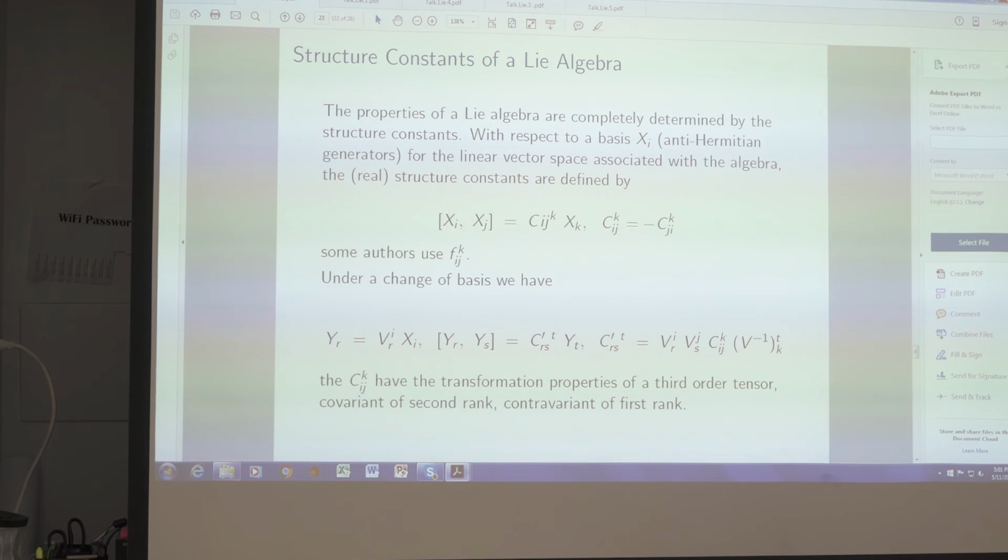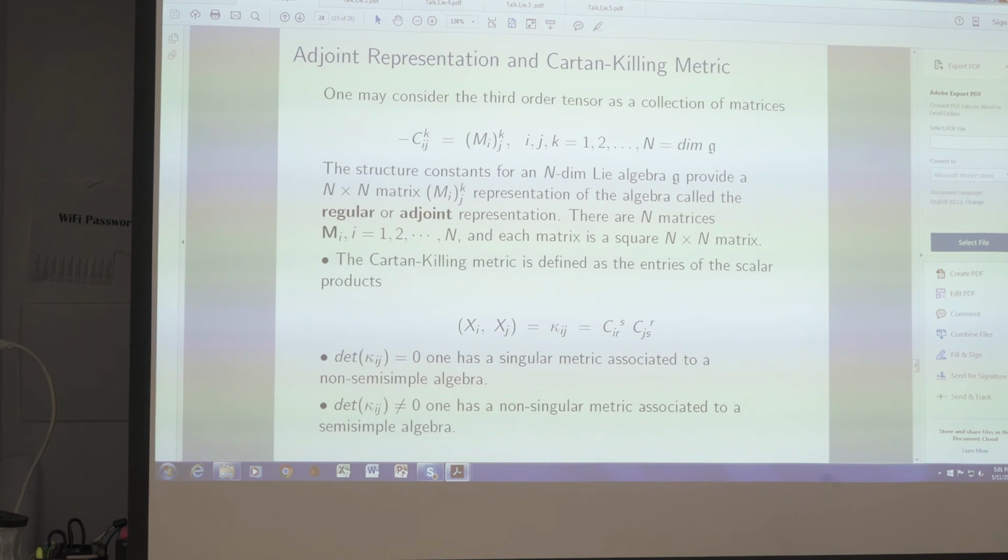Anyway, so did I do it right? Yes. Remember, the structure constants have the transformation properties of a third-order tensor, covariant of second rank and contravariant of first rank.